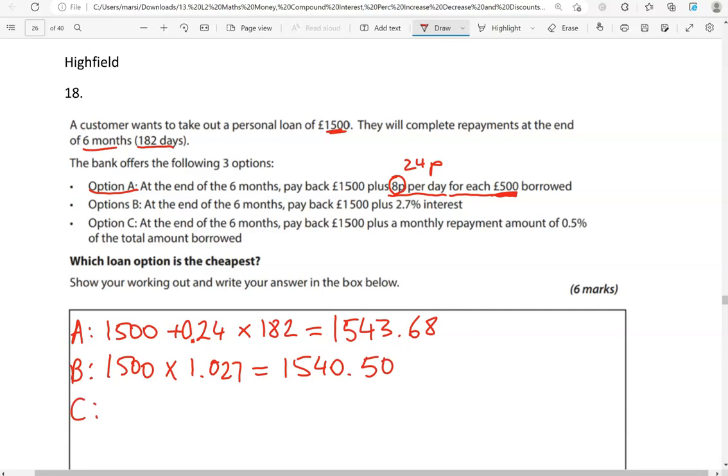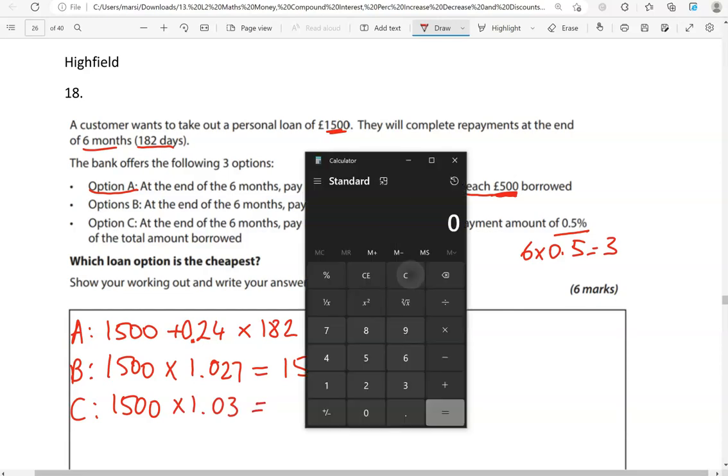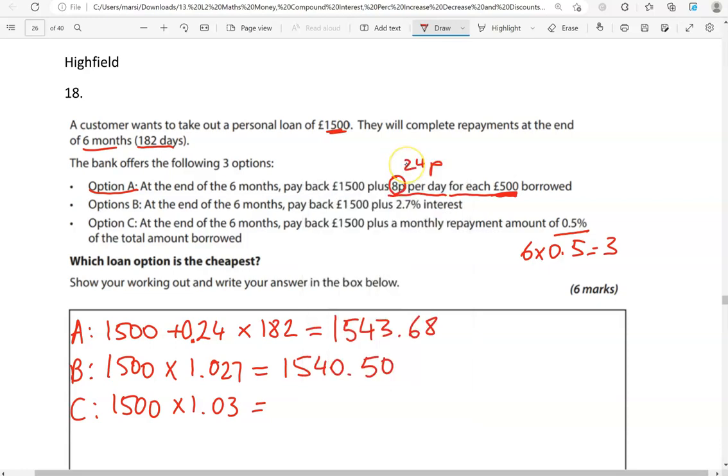Option C, you pay back 1,500 plus a monthly repayment amount of 0.5% of the total amount borrowed. So monthly, 0.5%. It's 6 months, so 6 times 0.5 gives us 3. So it's like adding 3% on top of this, or multiplying by 1.03. So 1,500 times 1.03 gives us 1,545.